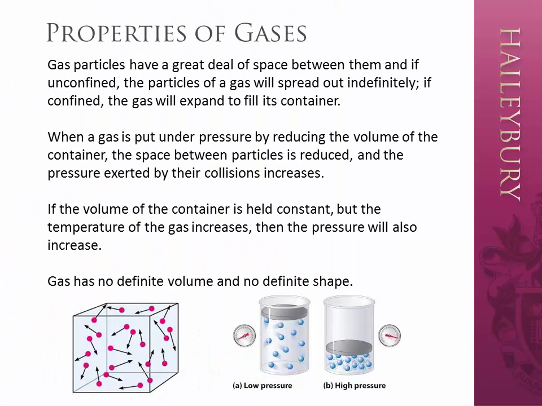Gas particles have a great deal of space between them, and if unconfined, the particles of a gas will spread out indefinitely. If confined, the gas will expand to fill its container. When a gas is put under pressure by reducing the volume of the container, the space between particles is reduced, and the pressure exerted by their collisions increases. If the volume of the container is held constant, but the temperature of the gas increases, then the pressure will also increase. Gas has no definite volume and no definite shape. It takes the shape of the vessel that it's being contained in.